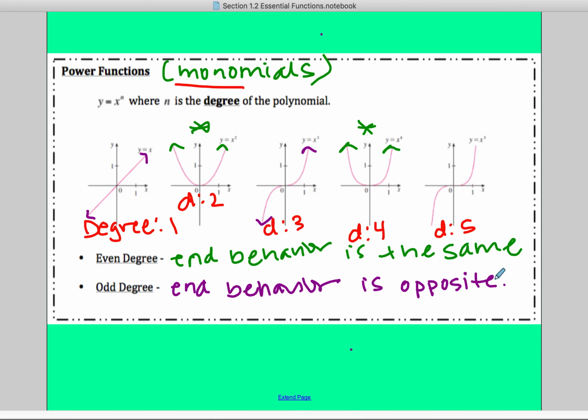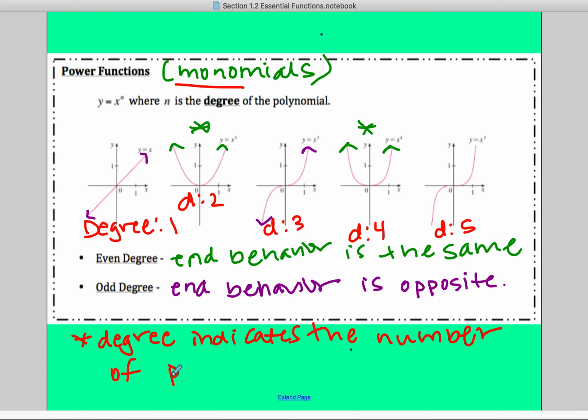And one last thing I want to point out with your power functions, as well as your polynomials, is that the degree, the highest exponent, indicates the number of possible roots or zeros. So for instance, when you factor a quadratic, you could have 2 possible answers. If you factor a cubic, the most you could have would be 3 possible answers.